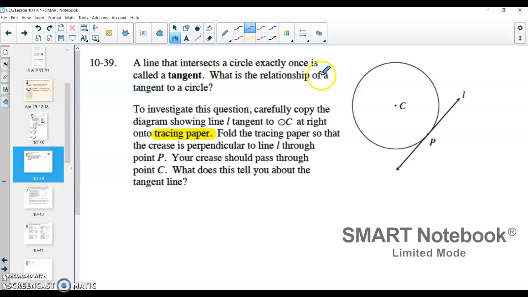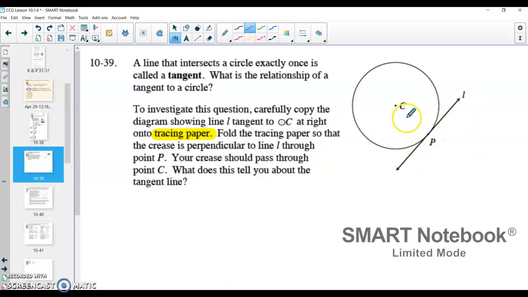What is the relationship of a tangent to a circle? So this is kind of where we get to actually use a concept behind tangent and how it plays into circles. So if you have tracing paper, you can do this. Otherwise, I'm just going to write out my answer here of what's happening. It says to investigate this question, carefully copy this diagram onto your paper, and then fold the tracing paper so that the crease is perpendicular to line L and passes through that point P.